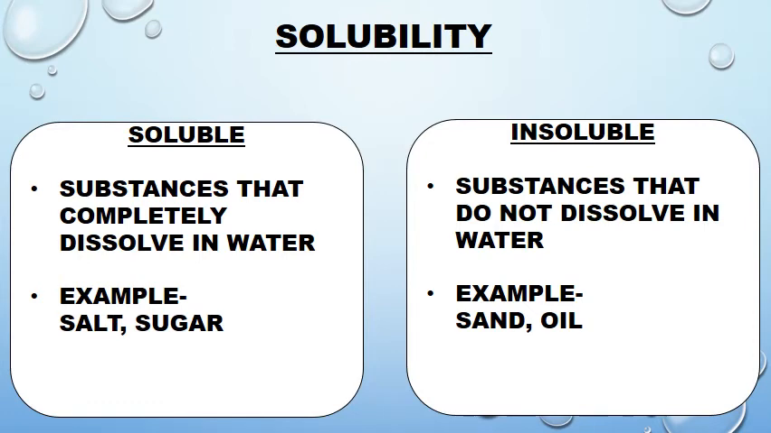Now we will study the solubility of materials in water. Substances that completely disappear or dissolve in water are said to be soluble in water. For example, salt and sugar. Whereas the substances that do not mix with water, and do not disappear even after we stir for a long time, are said to be insoluble. For example, you can take sand and oil.